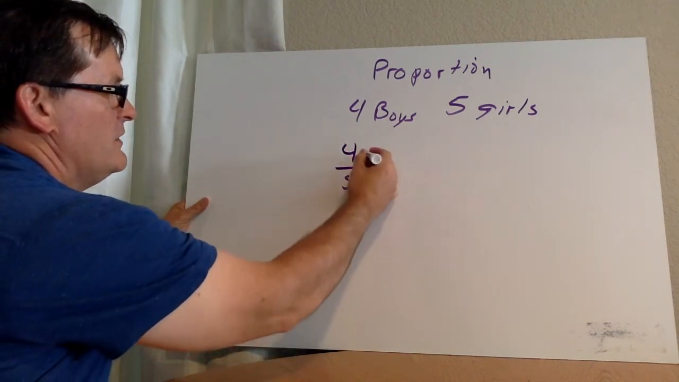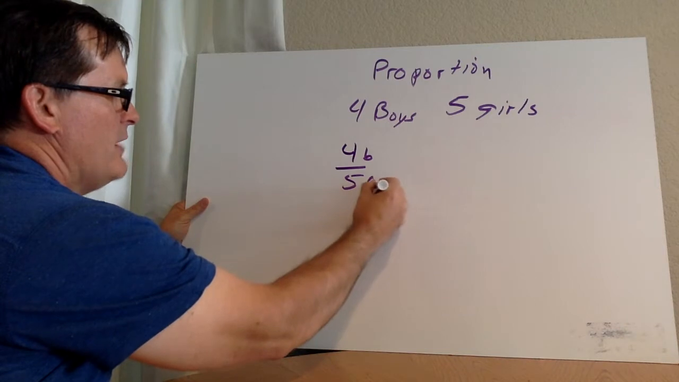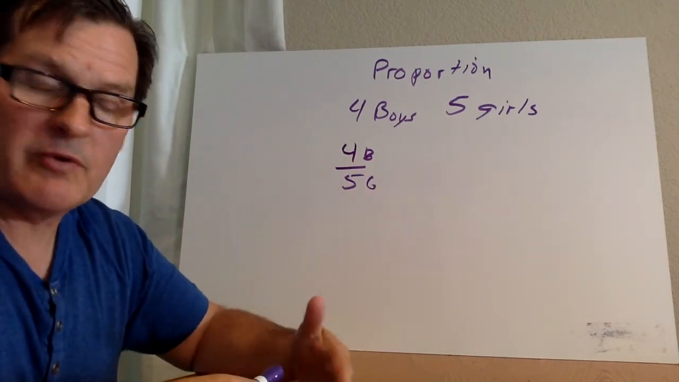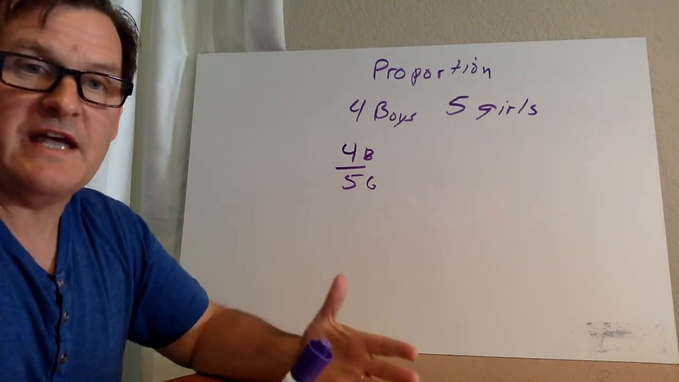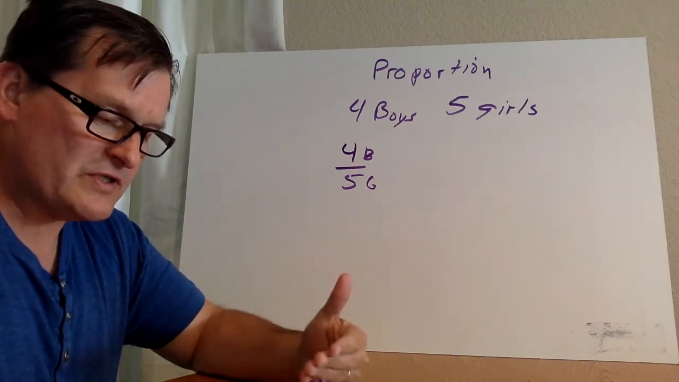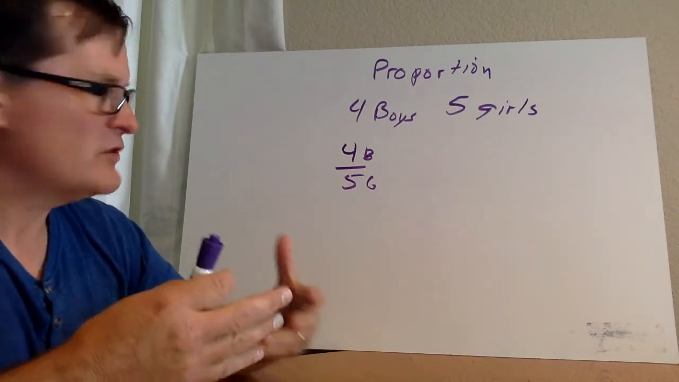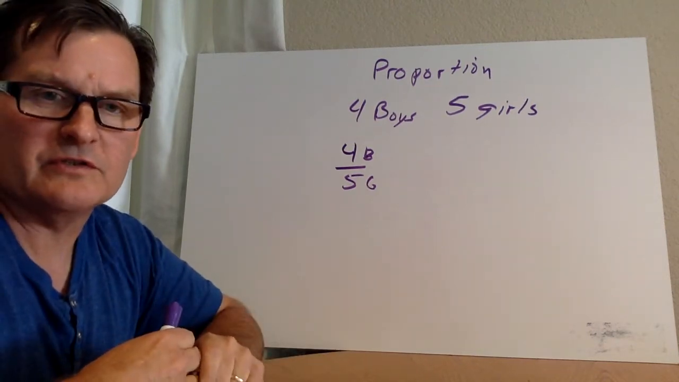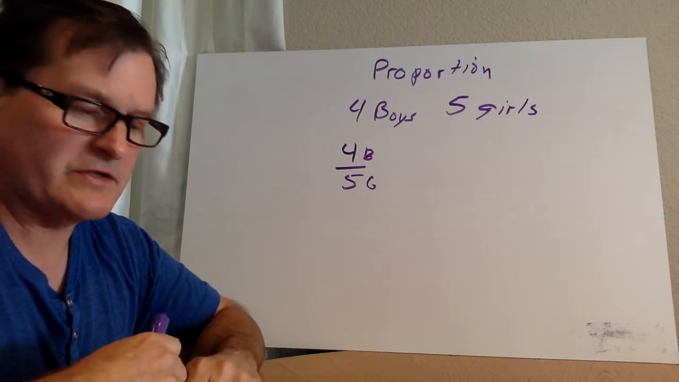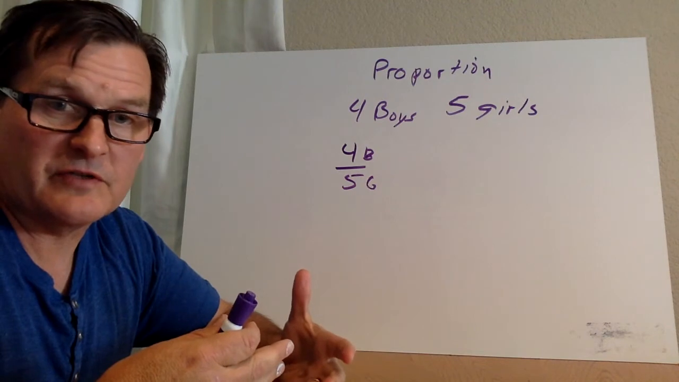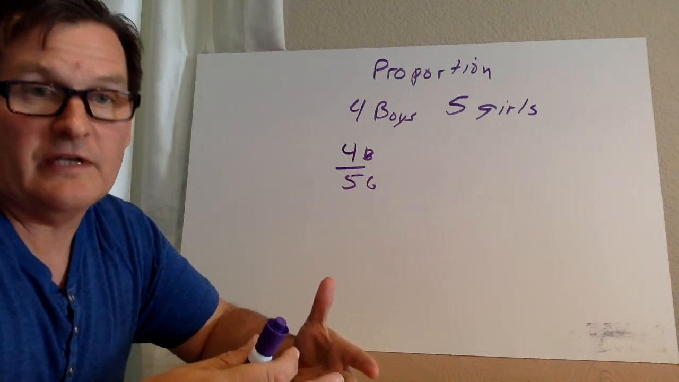That's our ratio. I'm going to put a B here just so I remember I put boys on top, girls on bottom. That's important to remember. And then we can use this information to answer questions, and that's where proportions come into play. So maybe the question is, in this school, the average ratio of boys to girls is 4 to 5. And in Mr. Turner's class, he's got 16 boys registered for his class. About how many girls could he expect?